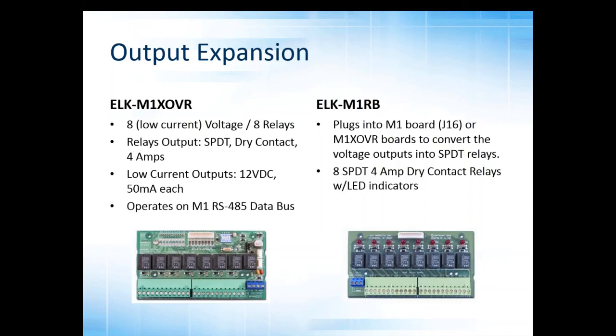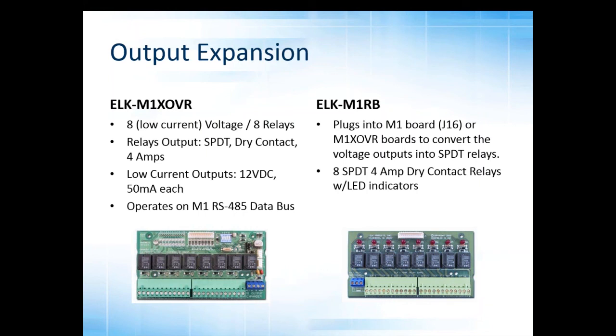So, of course, the M1 provides a lot of output expansion. I've hit on that a couple of times. This is how we do it. We have two different pieces of hardware that we can use for output expansion. If you need just more relay outputs, say you're connecting your readers to keypads and you want to use these outputs to control your locking mechanism, we have an output expander that goes on the data bus. That is the M1XOVR. You have 8 relays available off of that.